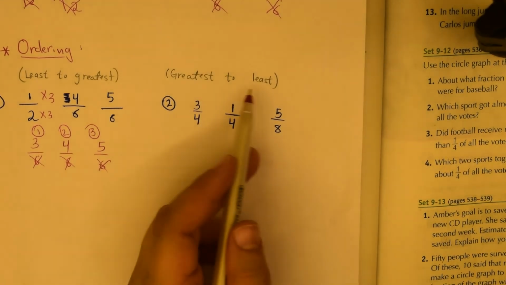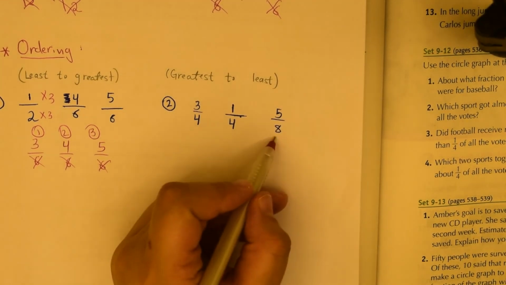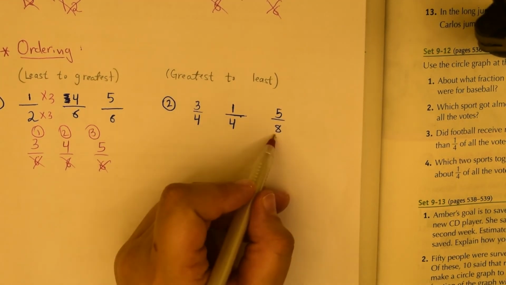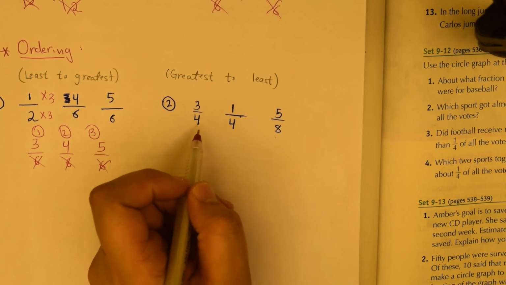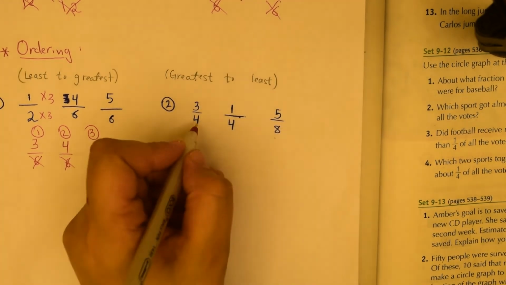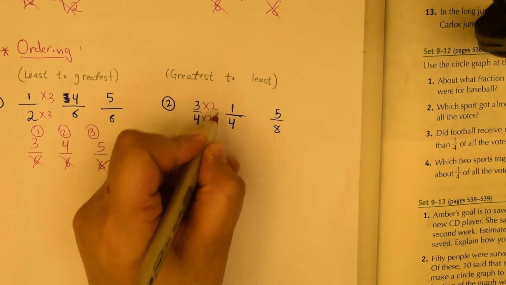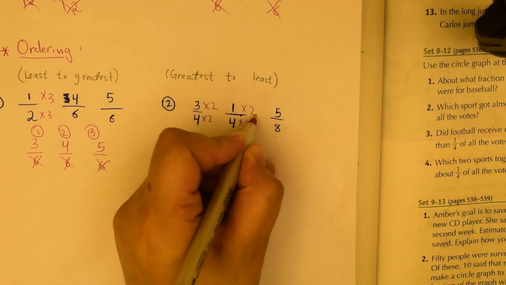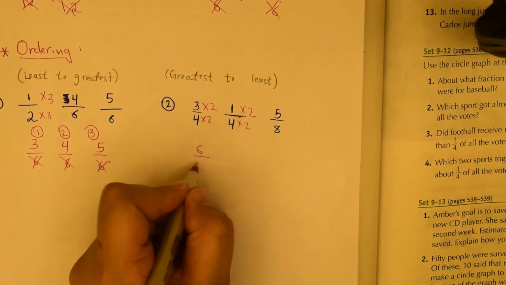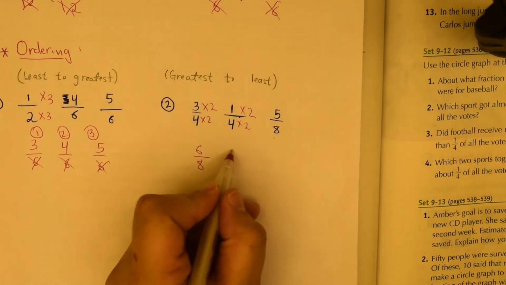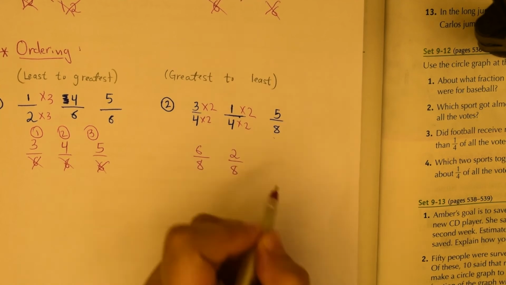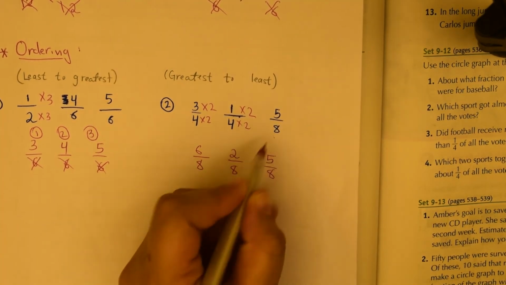Here I want from greatest to least. I have to look at the denominators. I have different denominators. I have to make common denominators. I have 4, 4, 8. So how can I make the 4, 8? I will multiply by 2 up and down. And here the same. 3 times 2 equals 6 over 8. 2 times 1 equals 2 over 8. And 5 over 8 will go down.